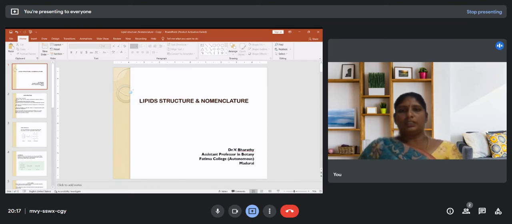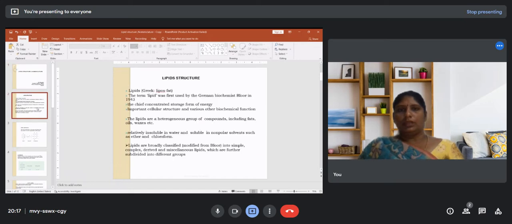Dear students, let us now discuss the structure of lipids and the nomenclature of lipids. The general structure of the lipids. We know lipids are important structural components, and storage lipids are also seen in the body.